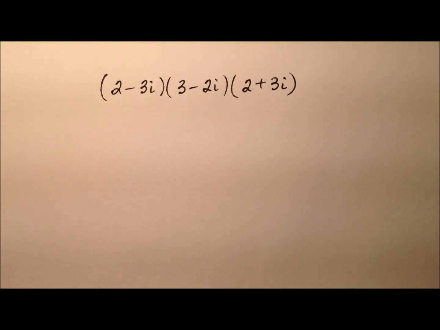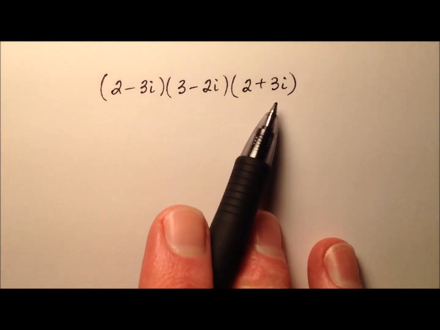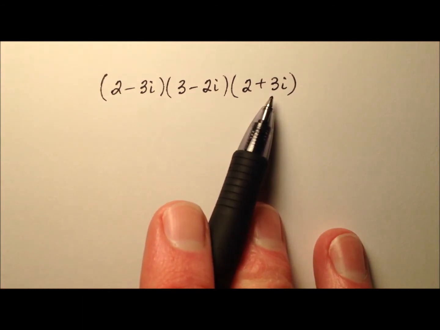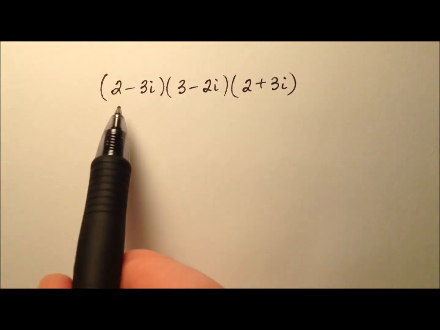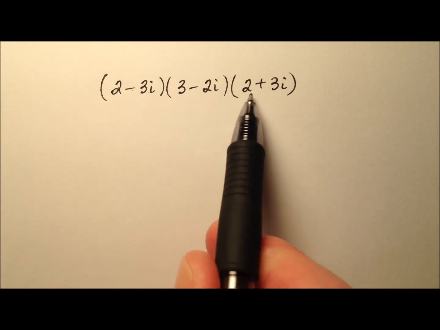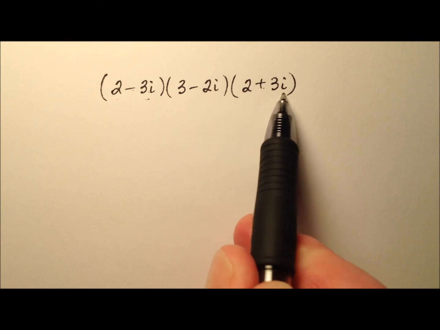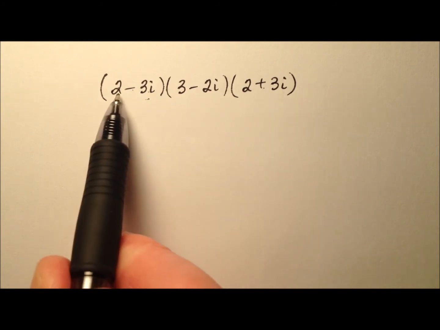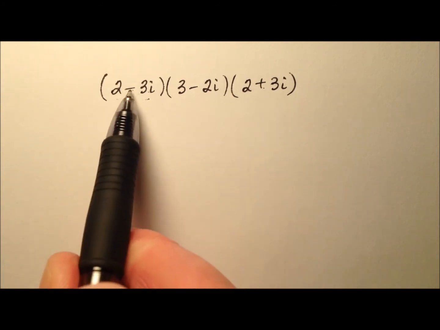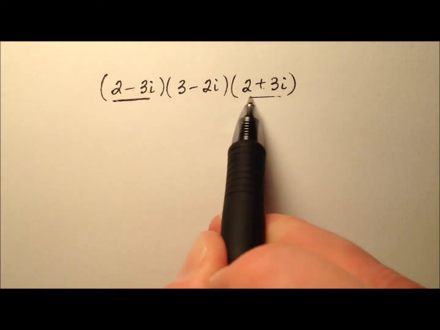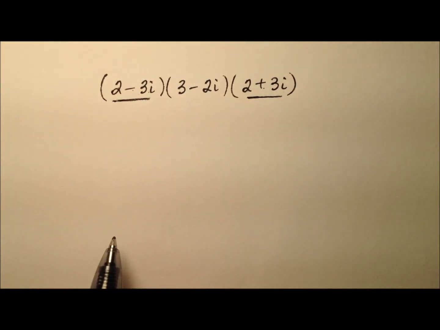In this fourth and final example for multiplication of complex numbers, I'm going to multiply these 3 complex numbers together. Well, I notice that 2 minus 3i and 2 plus 3i are complex conjugates, which means they're the same exact numbers except the sign in the middle is different. It also looks like, if you're considering algebraic expressions, the difference of squares.